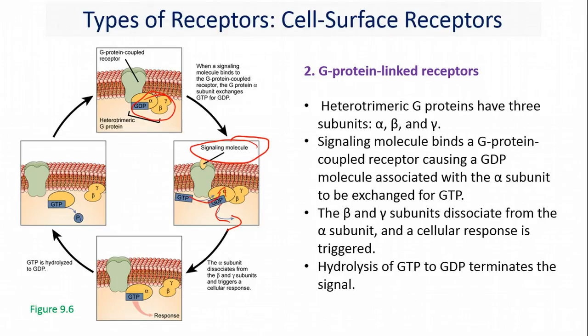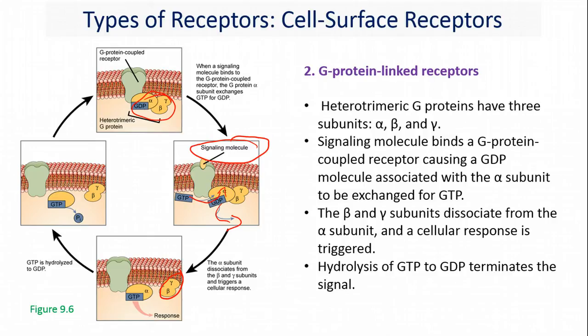The binding of GTP causes the gamma and beta subunits to dissociate from the alpha subunit. Dissociate just means that their binding is changed and they actually are no longer bound, they are separated from each other. This separation causes the cellular response. The cellular response is the activation of secondary signaling molecules, which again change metabolic processes or change the way DNA is expressed.